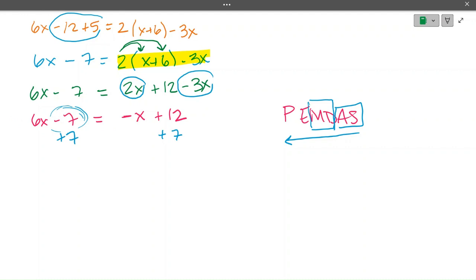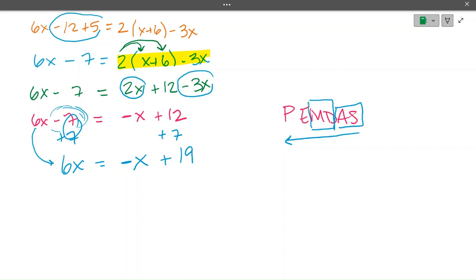There are other ways to do this. This is the way I'm doing it. So math has a lot of choice involved. So when I do that, negative 7 plus 7 is 0. That leaves me with 6x left on this side. So just in case you're wondering, I'm getting that from there. I still have negative x on this side. And now I need to combine my like terms. 12 plus 7, which is 19.